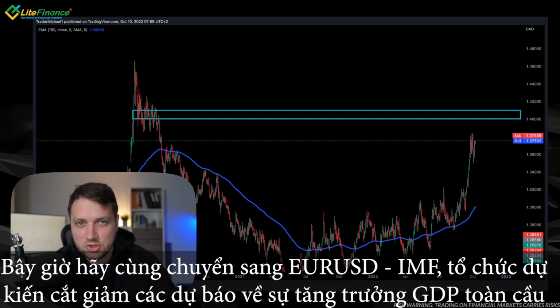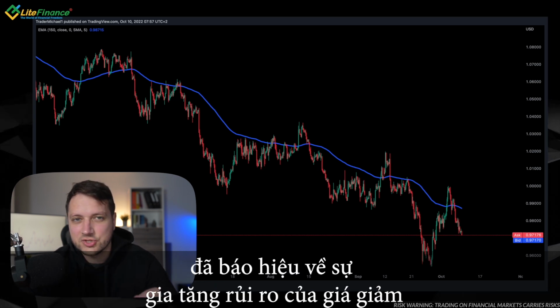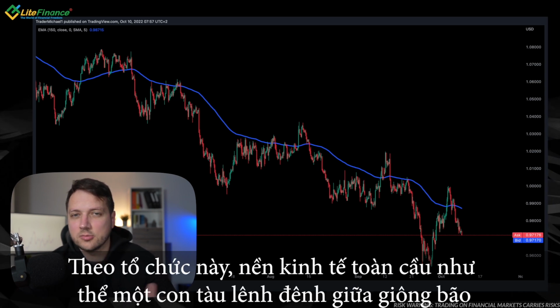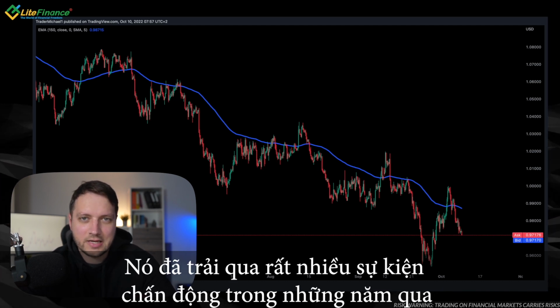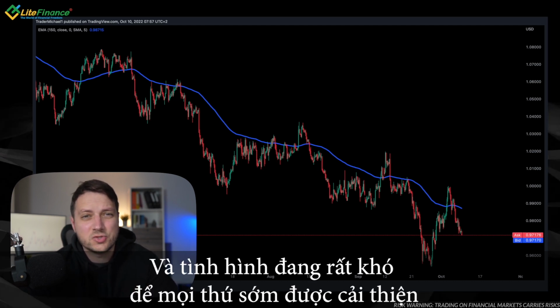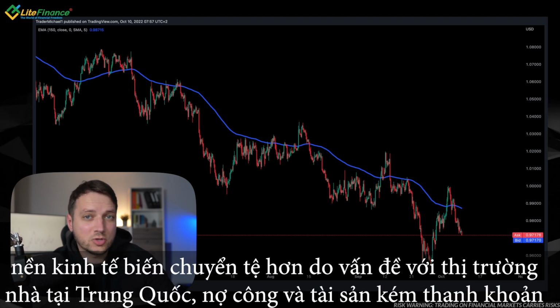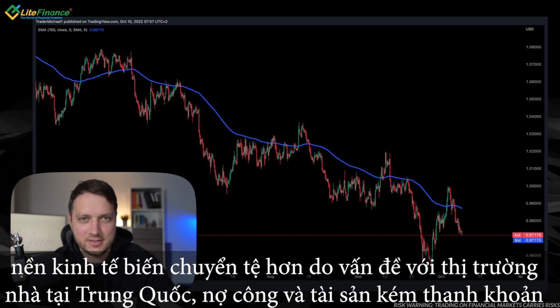So now we go to the Euro USD. And so the IMF, which is about to cut the forecast for the global GDP growth, suggests increased downside risks. According to the organization, the global economy is like a ship in a storm. It has gone through shock after shock over the years, and the situation will hardly improve soon. Instead, it will worsen due to problems with the Chinese housing market, sovereign debt, and illiquid assets.